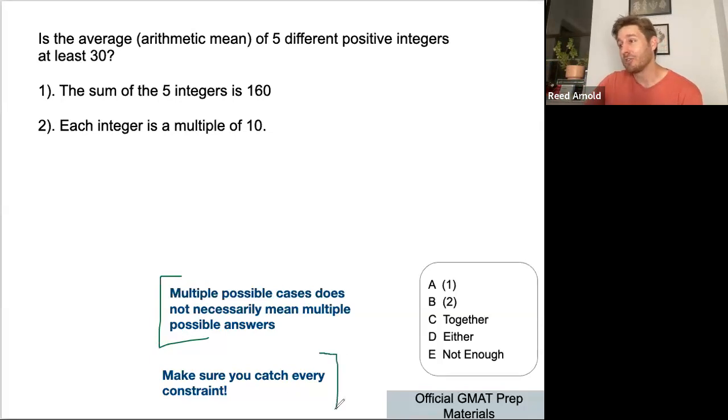And then make sure you didn't overlook a constraint. If you don't notice that these are positive integers, and if you didn't notice they're different positive integers, you might say, oh, let's make them all 10, because then the average would be less than 30. Or you might say, let's make them negative. Well, then the average would be less than 30. You can't make them negative. You can't make them all 10. Make sure you catch the constraints.